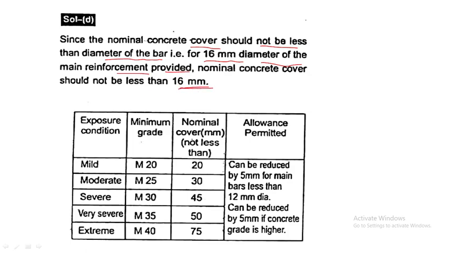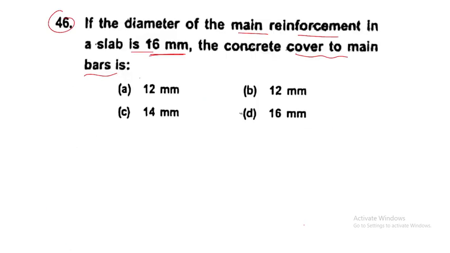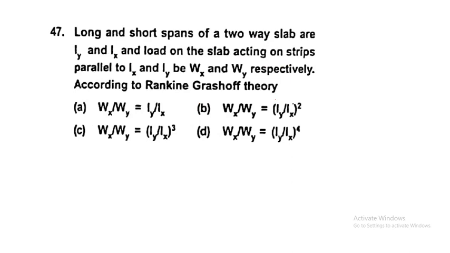So it should not be less than 16 mm. You can see there are different exposure conditions: mild, moderate, severe, very severe and extreme. These are the different conditions with the minimum grade, nominal cover and allowable allowance permitted. So you have to remember this whole table for future reference, in case they ask a question on the same topic. Okay, so next question, question number 47.